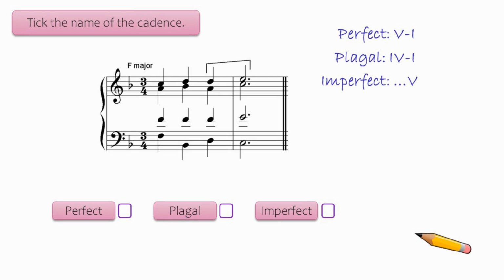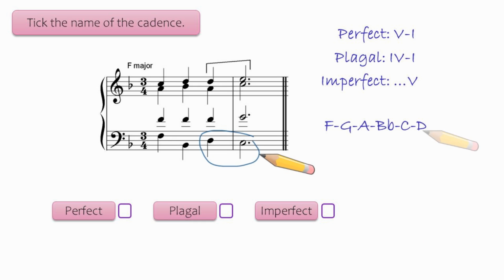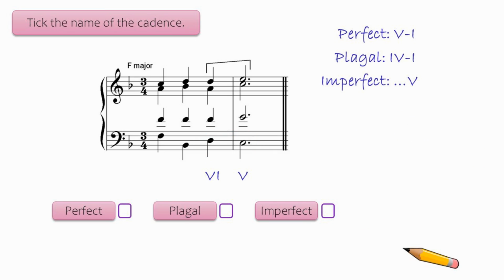Here's another example. Pause the video to have a go by yourself, then come back and check. The key this time is F major, and the last two bass notes are D and C, which are the 6th and 5th degrees of the scale, so this is an imperfect cadence.